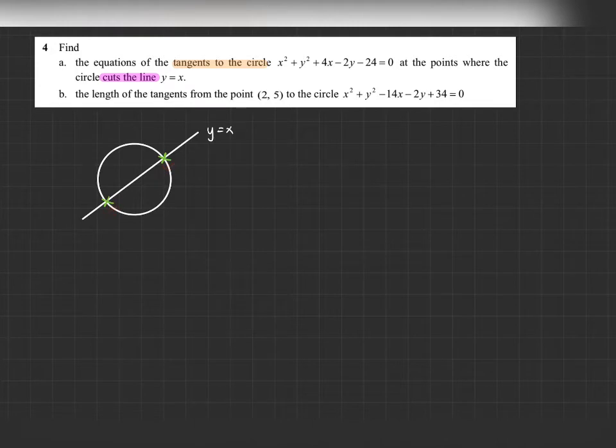Okay, so maksudnya kita kena cari line yang warna biru ni lah. Ini adalah tangent, ini adalah tangent kita. Okay, so itu adalah aim kita. Kita nak cari apa equation of blue ini. Okay, so first of all you need to find the point of intersection dahulu, baru kita boleh proceed dengan cari equation of tangent.